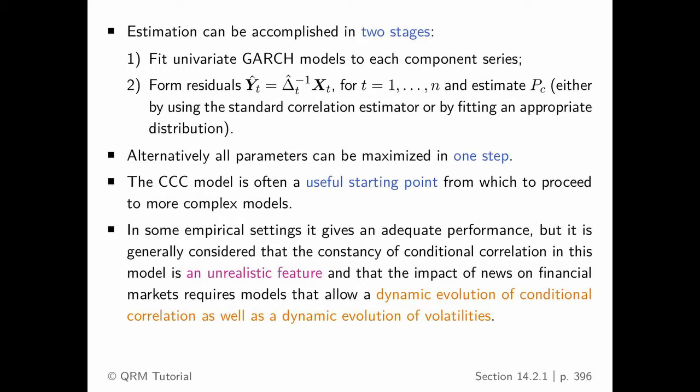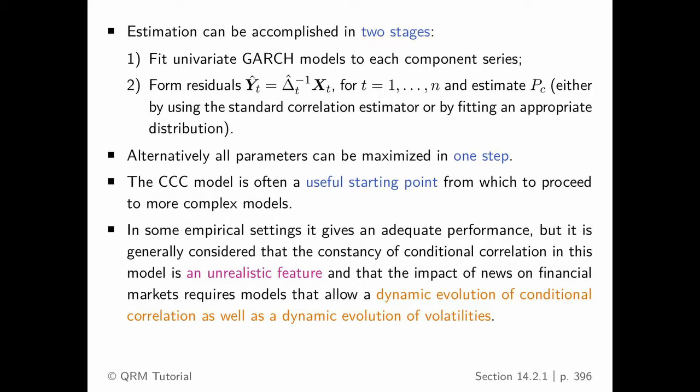Fit univariate GARCH models to each component series, form some residuals, some devolatilized data. Of course, whether it really is devolatilized or not depends on the quality of the fit of the GARCH models you've chosen. But GARCH(1,1) will probably do a reasonable job, and then all you have to do is estimate this correlation matrix. So that's easy to do, and the alternative is to do a big maximization of everything in one step, which is a little more challenging.